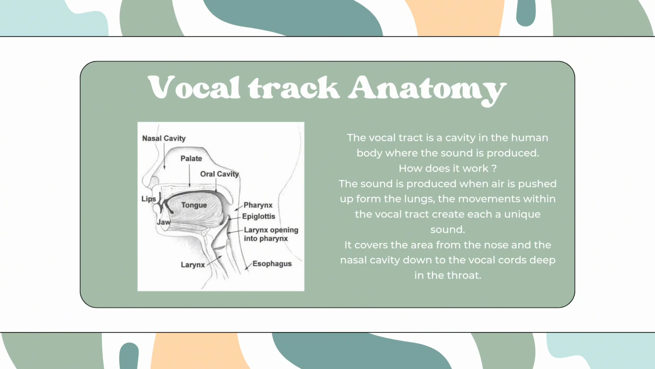How does it work? The sound is produced when air is pushed up from the lungs. The movements within the vocal tract create each a unique sound. It covers the area from the nose and the nasal cavity down to the vocal cords deep in the throat. Here in the image we have some examples like the nasal cavity, the lips, the jaw, the tongue, the palate, the oral cavity, larynx, etc.